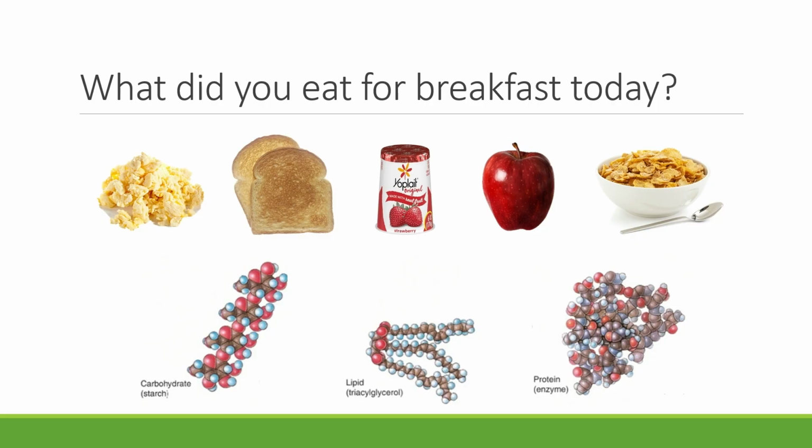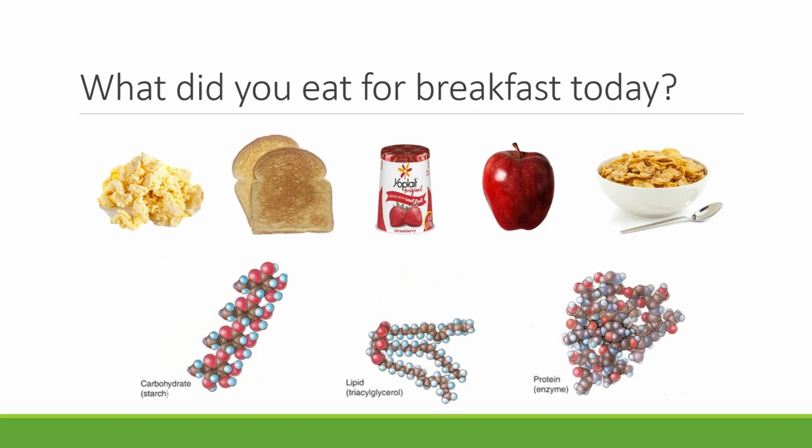Apples come from trees, bread comes from wheat, eggs come from chickens, milk and yogurt come from cows. Everything that you see here was sourced from something that was alive, and therefore they are made of these macromolecules. And when you eat these things, your body's goal is to obtain energy from those macromolecules.